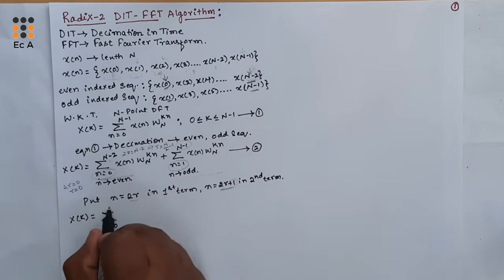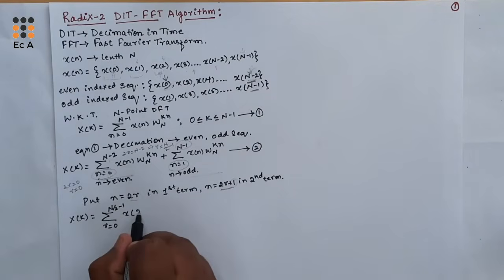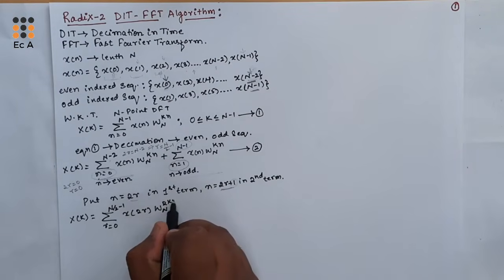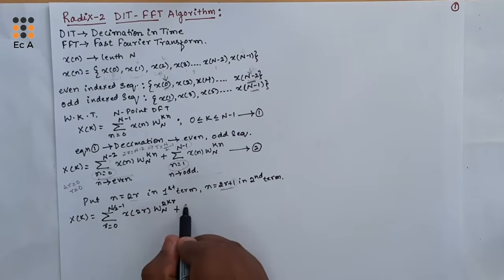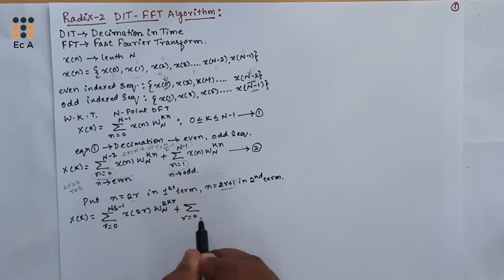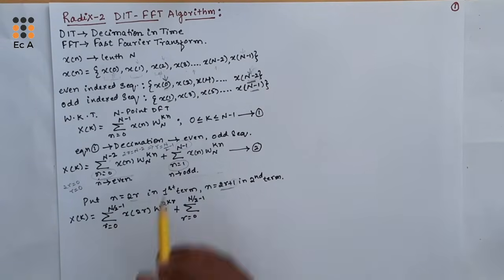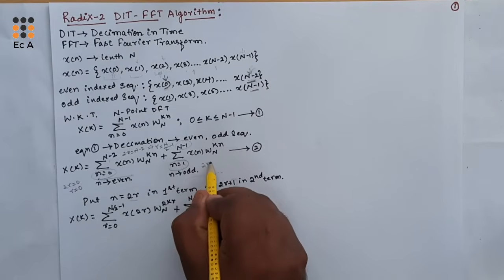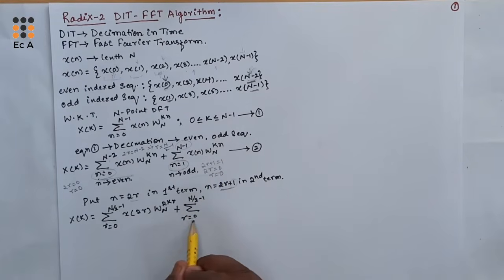So, it will be summation of r equal to 0 to N by 2 minus 1 of x of 2r W_N to the power of 2kr, because n is replaced with 2r, plus summation of r equal to 0 to N by 2 minus 1, because if you replace n with 2r plus 1, it will be 2r plus 1 equal to 1, 2r will be equal to 0, r will be equal to 0. So, that is what we have written here.